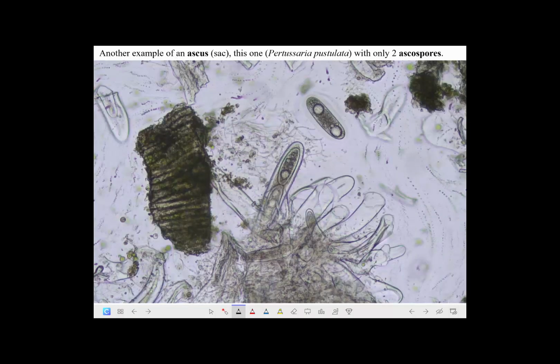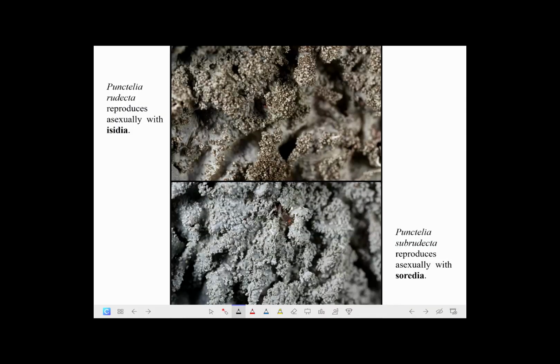Here's a cross-section, a microscopic view, of a lichen that has unusual asci in that they only contain 2 spores. 2 spores per ascus. That's kind of weird.